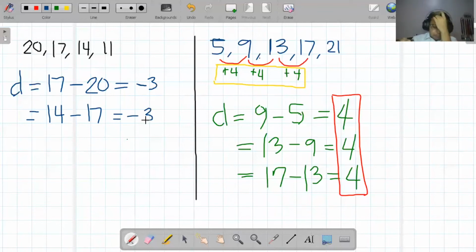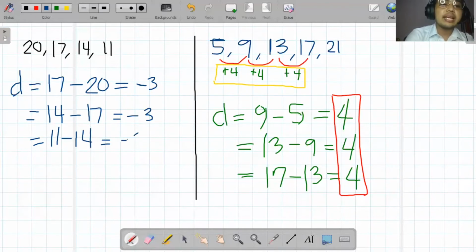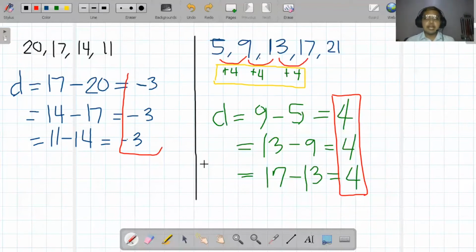And then we continue to subtract. You have 11 minus 14. That would be equal to negative 3 gihapon. So here, our common difference is negative 3. So this is decreasing. That's D for decreasing. And then here that is increasing.